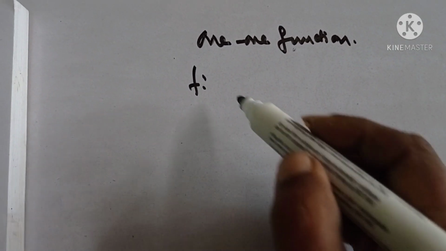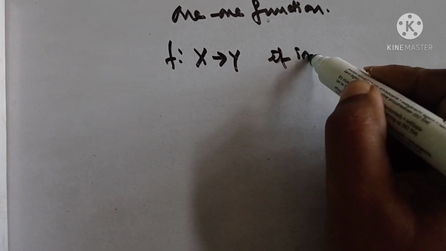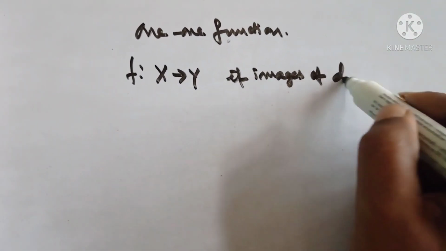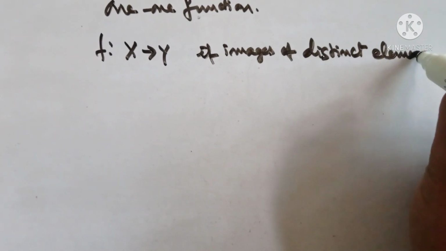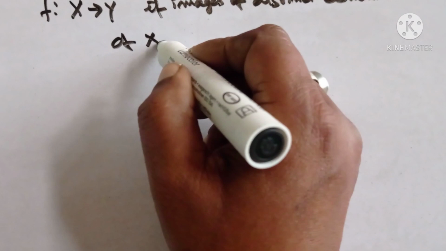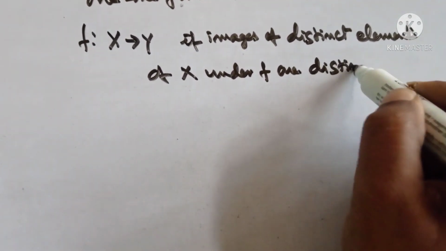It is given that f from x to y is one-one, and it is said that if the images of distinct elements of x under f are distinct.